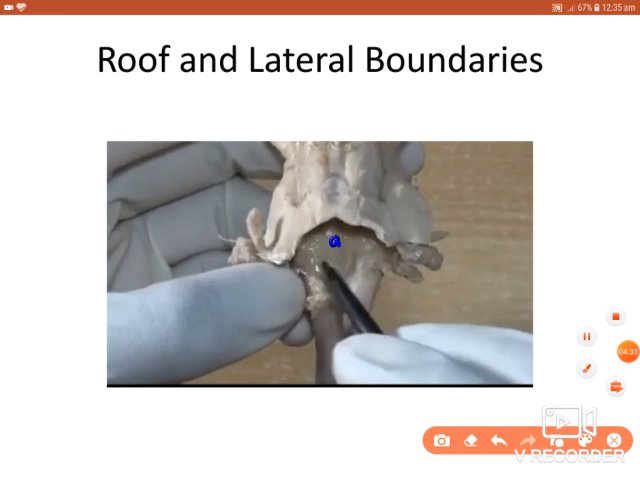Here this cavity is the fourth ventricle. But you're seeing here this area that forms the floor of the fourth ventricle.